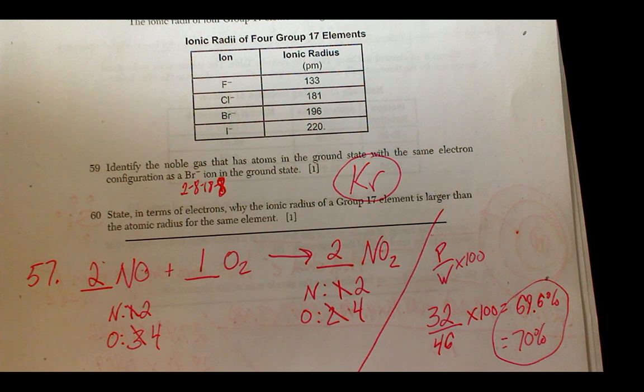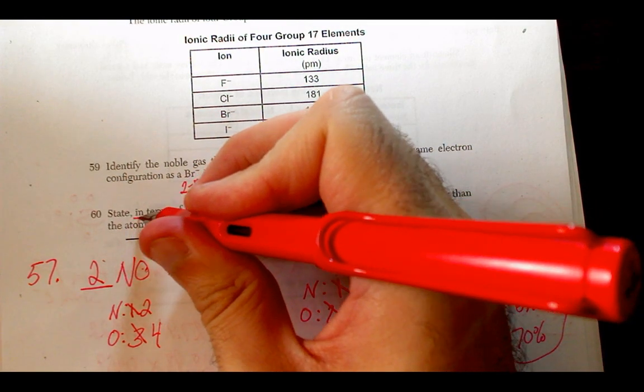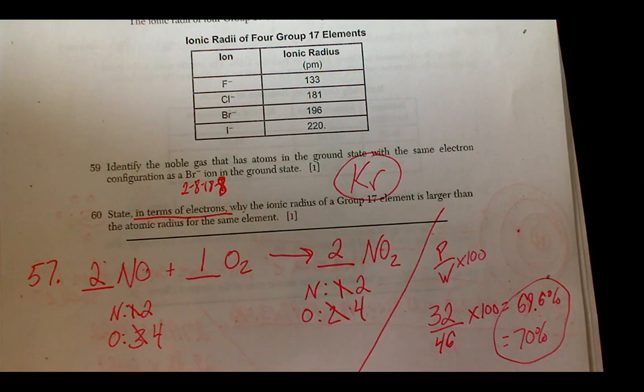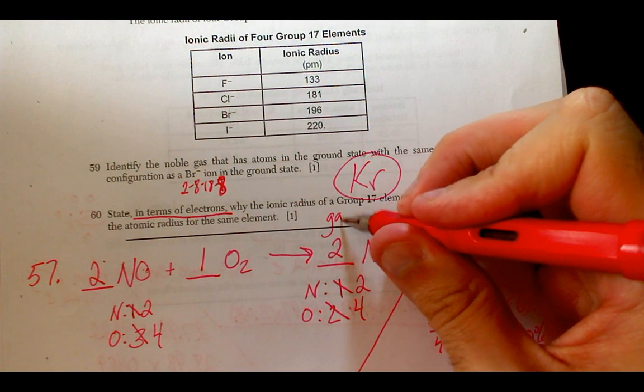60, state in terms of electrons why the ionic radius of a group 17 element, like this one in the chart, is larger than the atomic radius for that same element. In terms of electrons, what changes? Why are these ions bigger than the things they started out as when they were uncharged? Well, they're gaining electrons going to the valence shell. So they gain extra electrons in the valence shell.